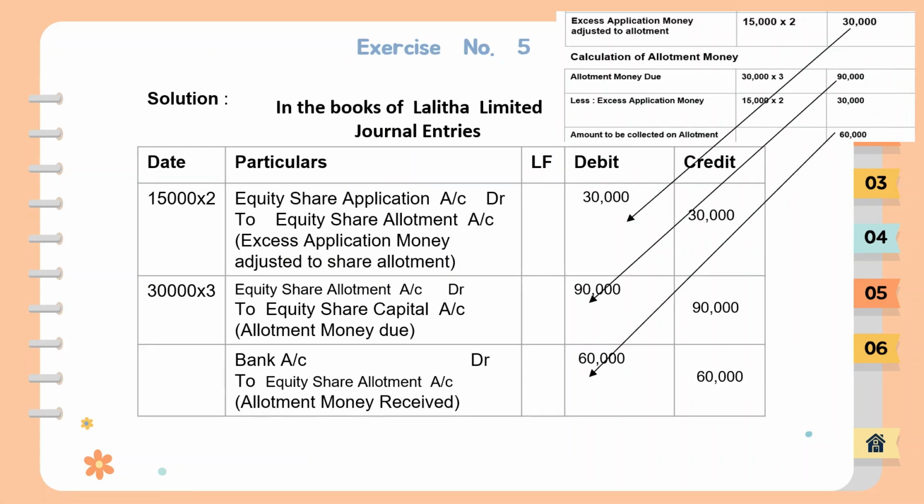And now see here, allotment money due, we have to pass the entry like this. And next, this excess application money, you have to pass this to allotment, that is you are adjusting towards share allotment, that entry you should write. And allotment money due, you have to pass the equity share allotment to equity share capital. And next is this 60,000 will be collected in the receiving allotment money.